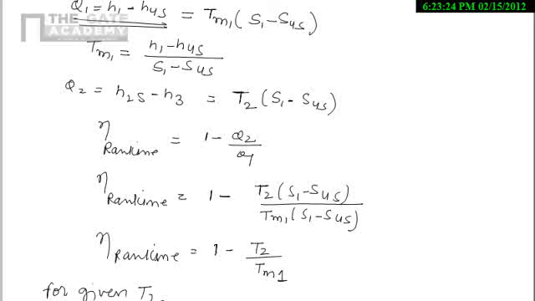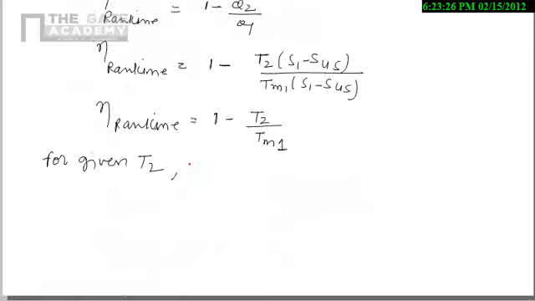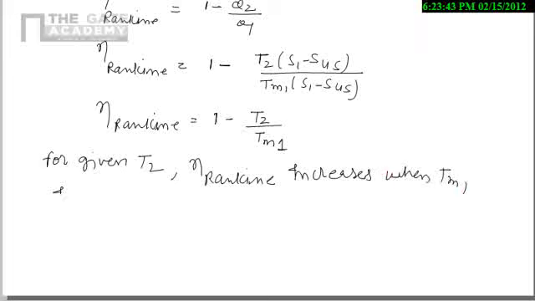So for a given T2, that is the lower temperature, the efficiency of the Rankine cycle increases when Tm1 increases. So in other words, we can say that the higher the mean temperature of heat addition, the higher will be the cycle efficiency.